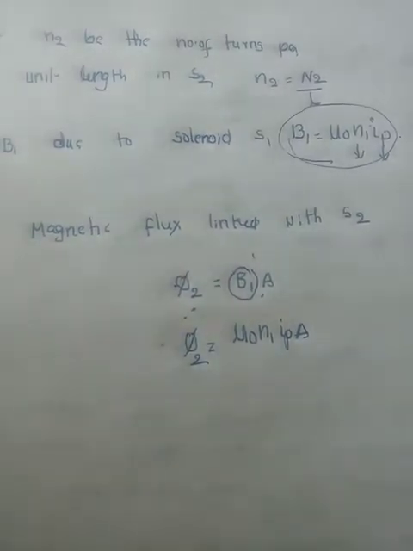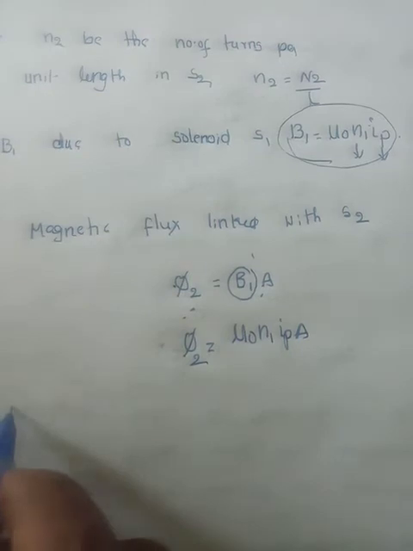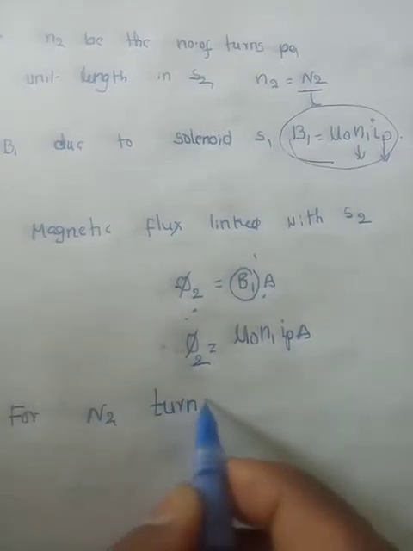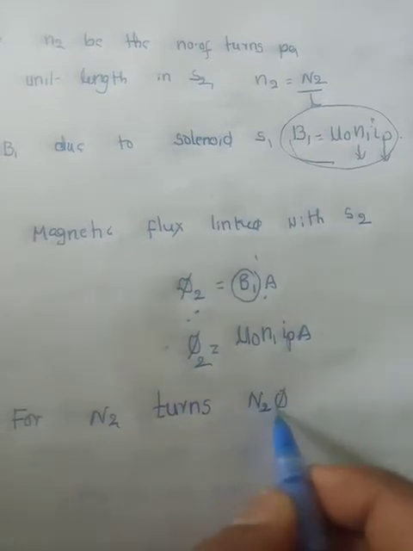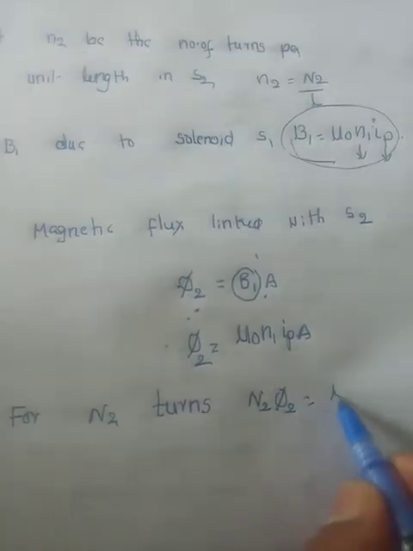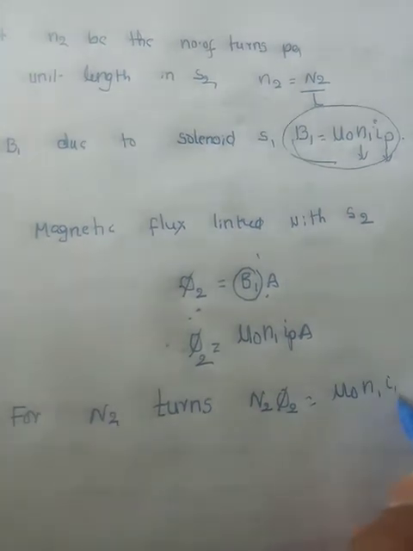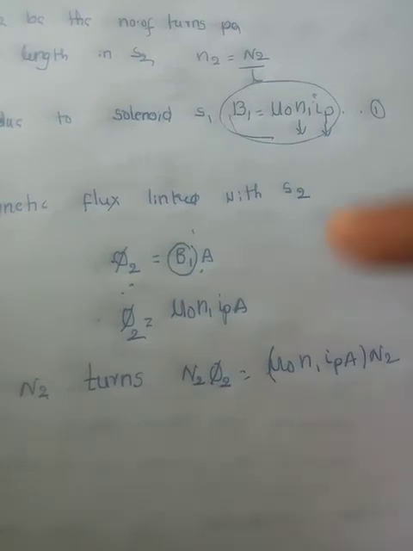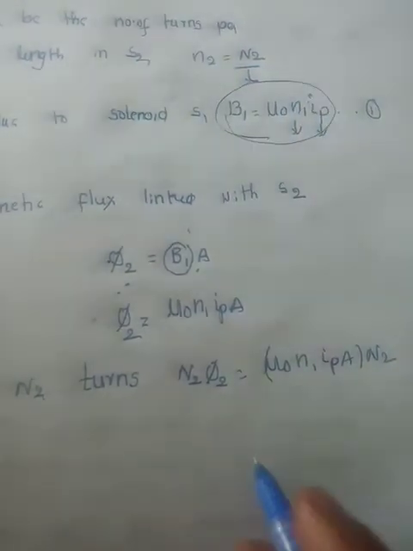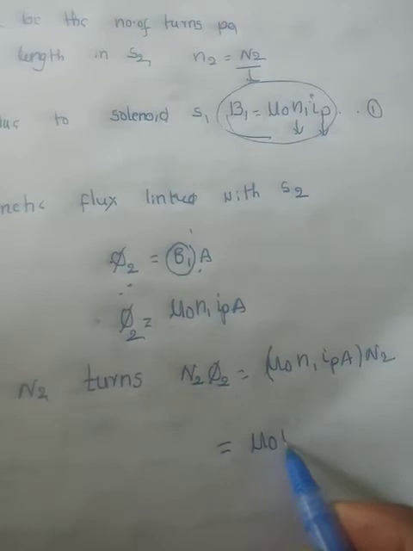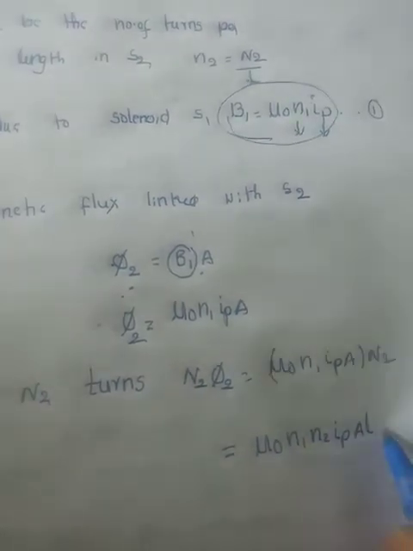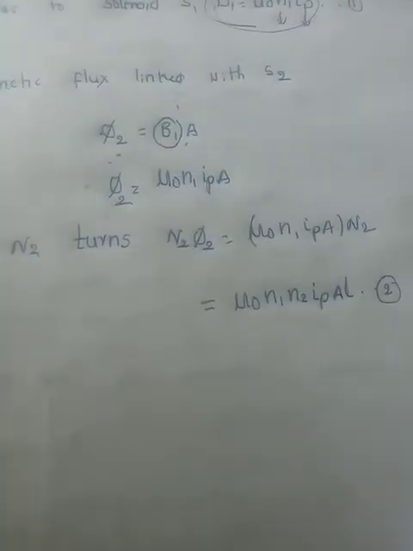Here, how many turns are there in S2? N2 turns, right? For N2 turns, we should multiply by N2. So N2 phi 2 is equal to mu naught n1 N2 Ip A, and with n1 equal to N1 by L, this is mu naught N1 N2 Ip A by L. This is equation number 2, the magnetic flux linked with the secondary coil.